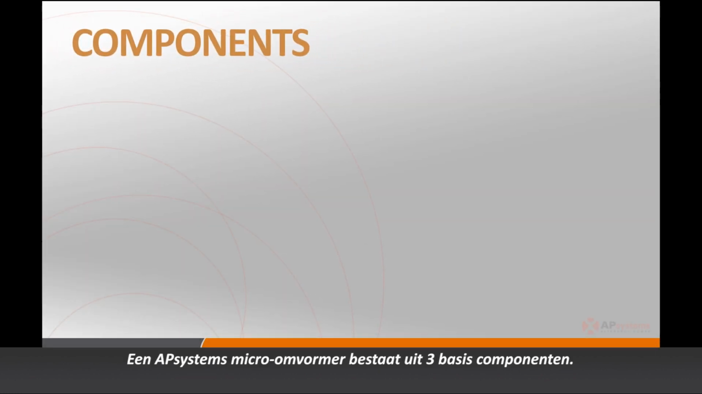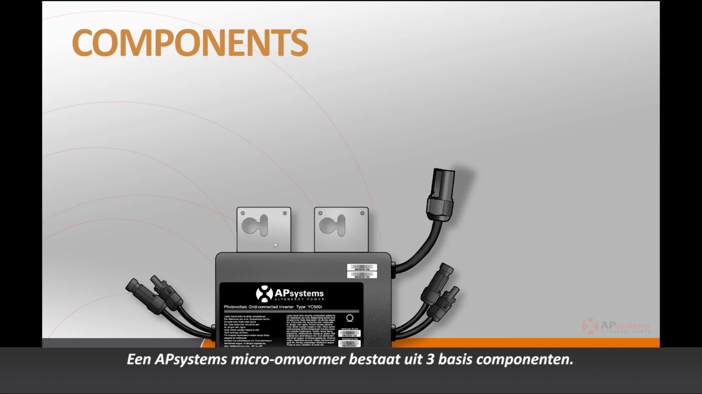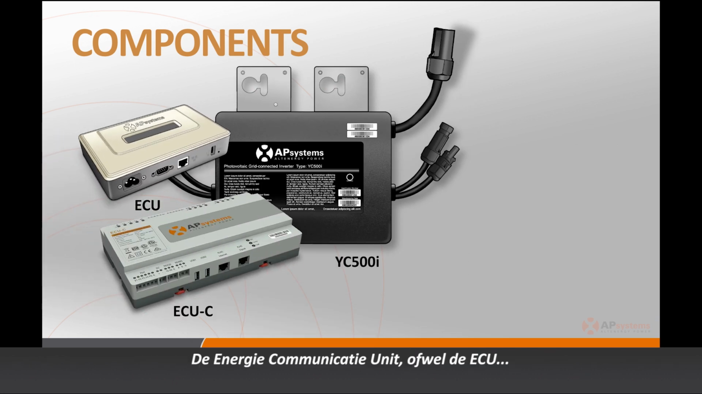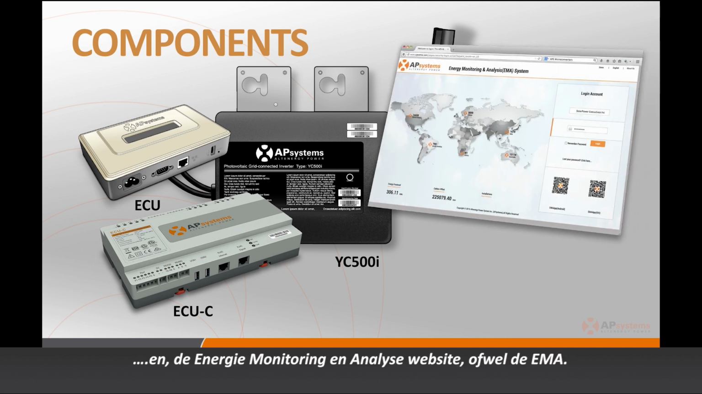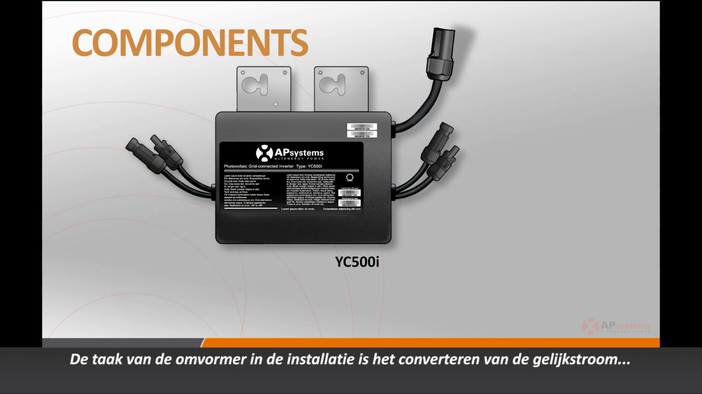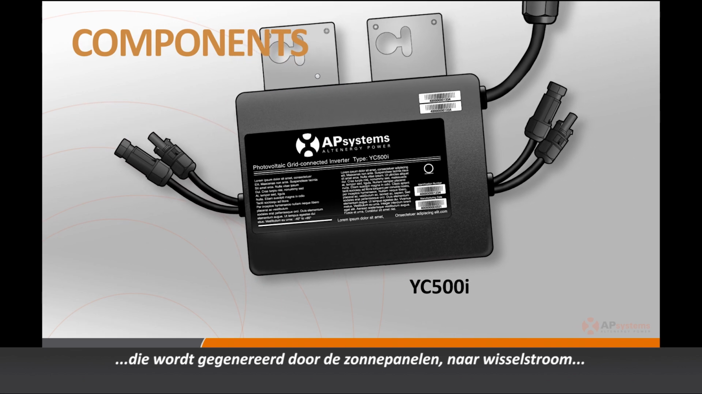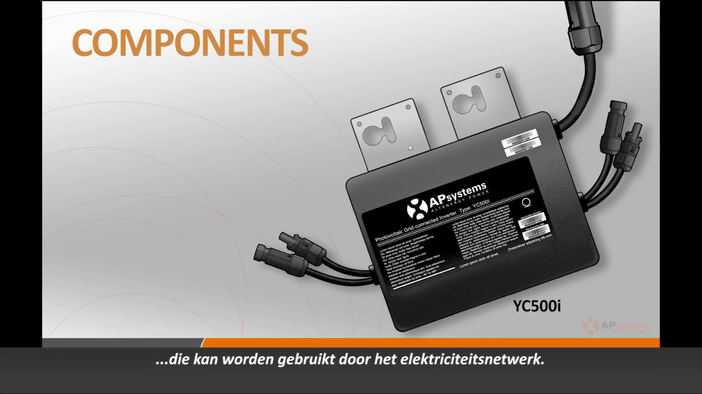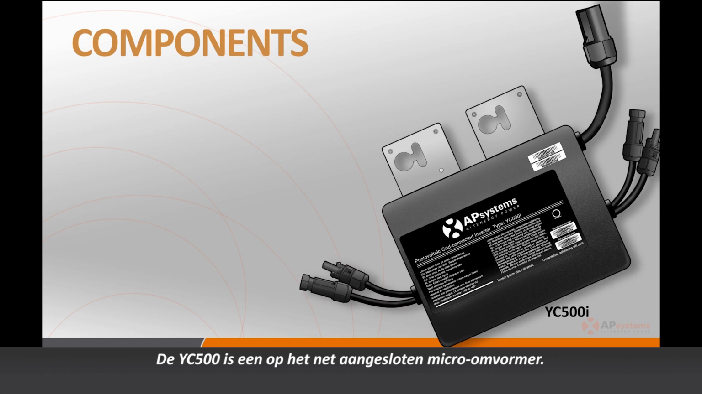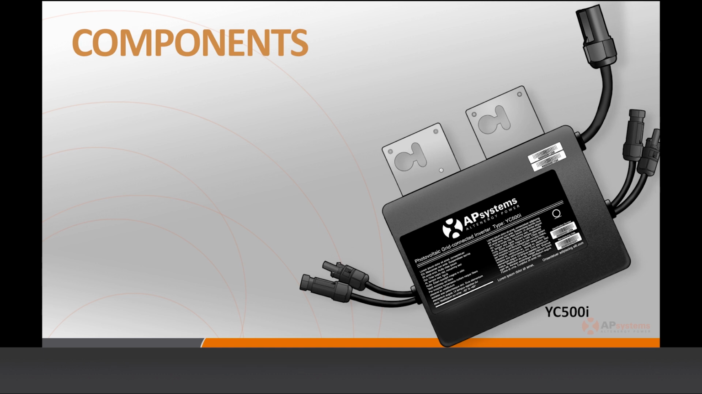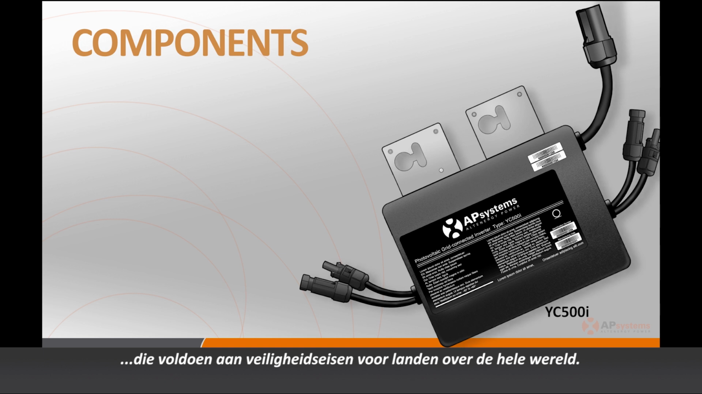There are three basic components that make up the APsystems microinverter system: the inverter, in this case the YC500, the Energy Communication Unit, or ECU, and the Energy Monitoring and Analysis Website, or EMA. The inverter's role in the array is to convert the DC power that is generated by the solar panel into AC power, which can be utilized by the power grid. The YC500 is a grid-tied microinverter. The YC500i also features integrated VDE certified relays, meeting safety requirements for countries around the world.